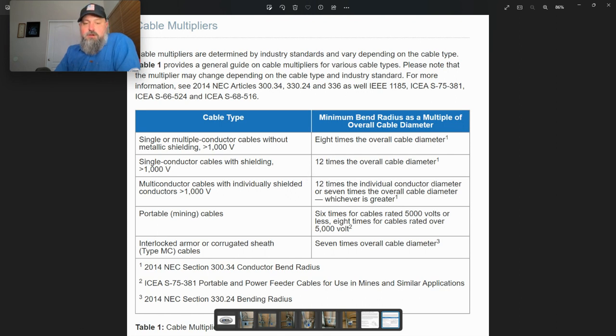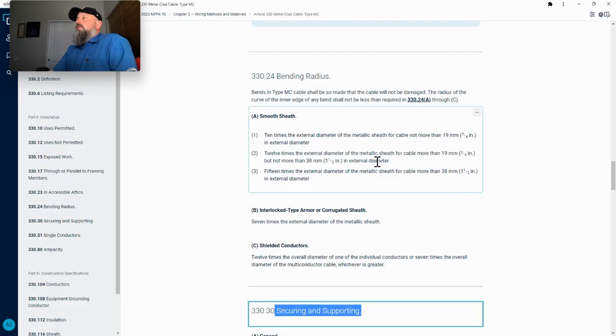So let's go ahead and go to 330.24, bending radius. Bends in type MC cable shall be made so that the cable will not be damaged. The radius of the curve of the inner edge of any bend shall not be less than required in 330.24(A) through (C). So here's smooth sheath.